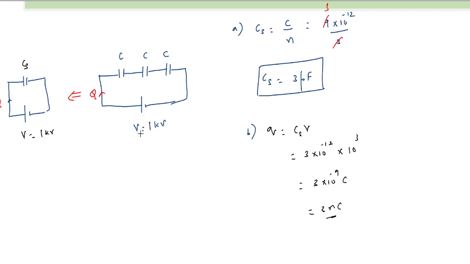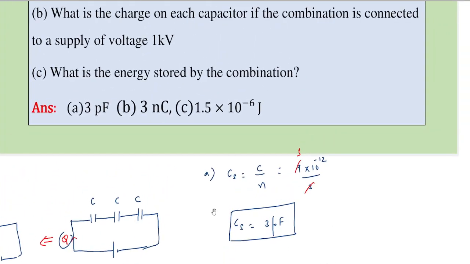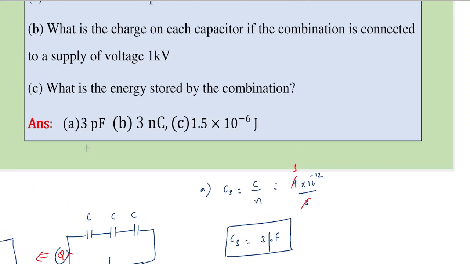So the charge on each capacitor plate, because by definition a series combination means that each capacitor will have the same amount of charge. This charge Q is what will go through each capacitor. Therefore, the charge on each capacitor is 3 nanocoulomb. Part C says what is the energy stored in the combination?